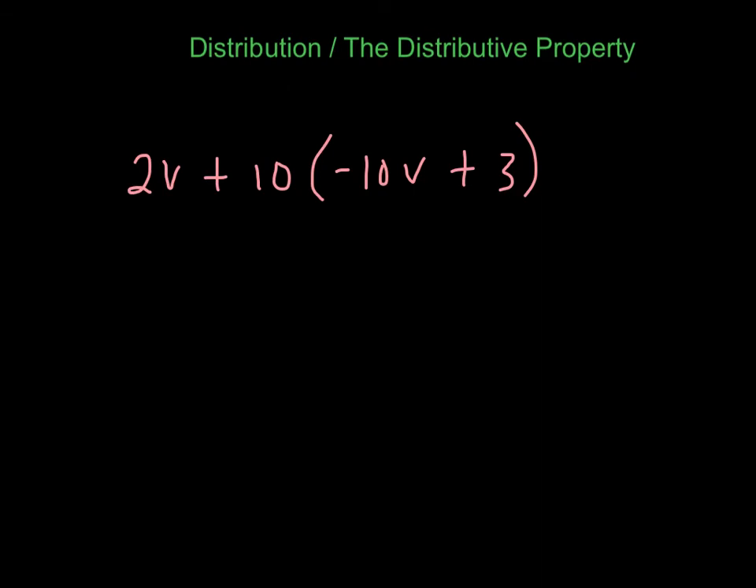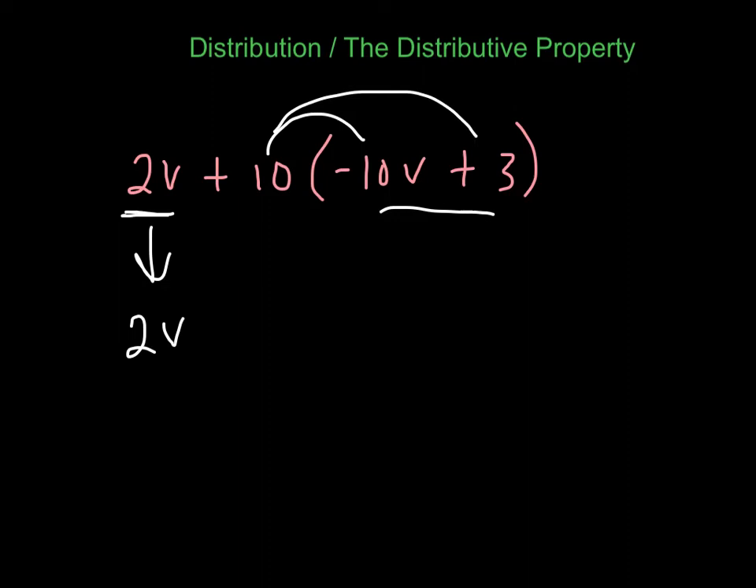Now, I have a little bit of a difference in the setup. This variable expression out here is not going to be dealt with at this level, so I'm just going to drop it down. The 2v just comes down. And now I look inside my parentheses, nothing to combine, so I guess I'll have to distribute. And now I'm looking at this positive 10 times a negative 10. A positive 10 times a negative 10v is going to be negative 100v, and a positive 10 times a positive 3 is a positive 30.